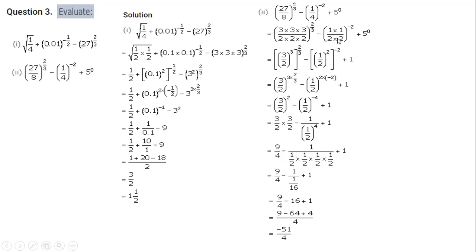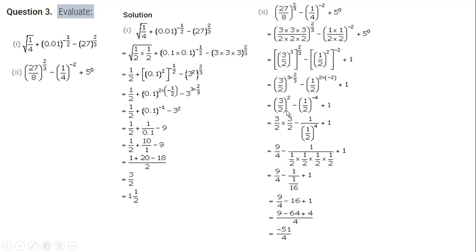Come to the second term, (1/4) power minus 2. This can be written as (1/2²) power minus 2, or 1/2 power minus 4. 2 into minus 2 is minus 4. 5 power 0, something raised to power 0, that gives you 1.